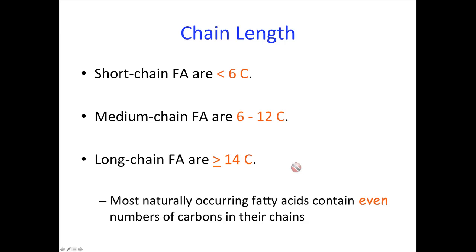So chain length. Short chain fatty acids are less than 6 carbons. Medium chain fatty acids are 6 to 12 carbons, and long chain fatty acids are more than 14 carbons. Most naturally occurring fatty acids contain even numbers of carbons in their chains.